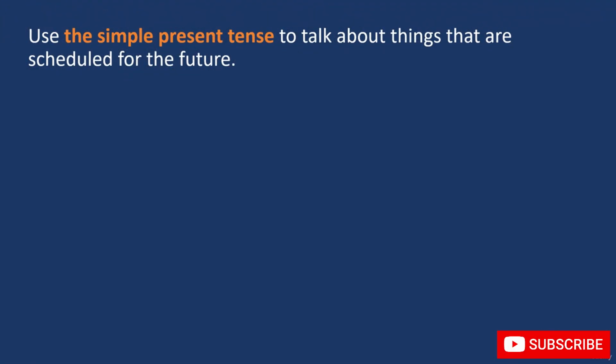We use the simple present tense to talk about things that are scheduled for the future. Again, we use present simple to express present, and also we can use the present simple or simple present to express future. How can we do that? When I say the train departs in 5 minutes, I can say that the train will depart after 5 minutes. That's okay, this is right. But also I can use the simple present to express future if it's scheduled for the future. Like again, the train departs in 5 minutes. So this one is future.